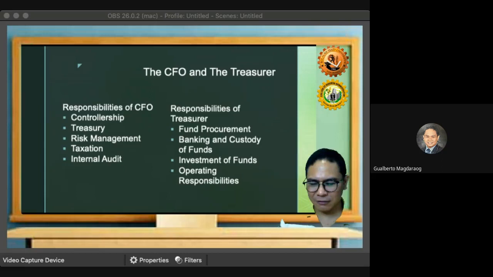Meron ka din namang chance na magkaroon ng assistant treasurer. Pwede rin naman yun. Pero his function is just to assist you. The primary responsibility rests with you. So sa'yo pa rin yung nakapangalan, ikaw pa rin yung signatory. Yung assistant mo, just to assist you. Maybe taga-compute lang siya, taga-monitor lang siya, taga-update lang siya. So yun yung function niya. Ano pa ba? I think that's it for the treasurer.